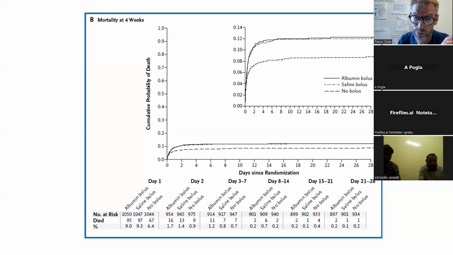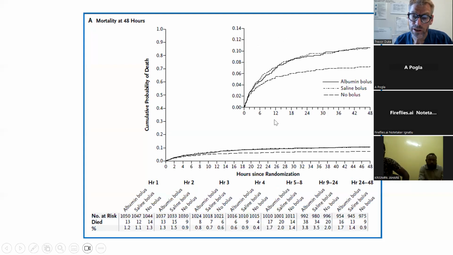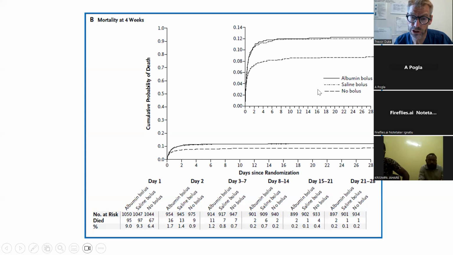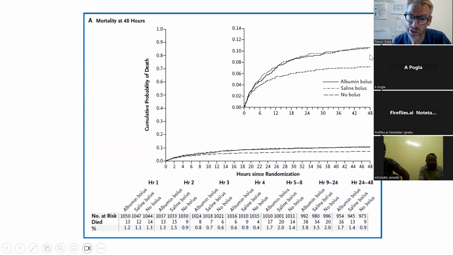And remember, it was 40 mils per kilo of fluid that they received. You can see a big difference between the outcomes for these two groups of children. The children that got the large bolus of fluid did much worse. What I showed you before was the first month, but this was the first 48 hours. And you can see that most of the extra deaths in those that received the large bolus of fluid occurred in the first 48 hours.